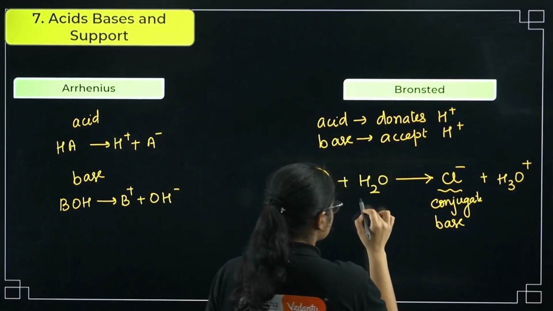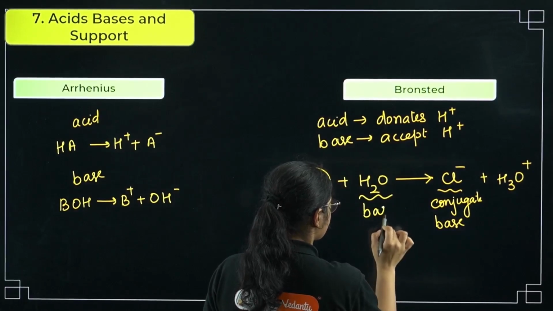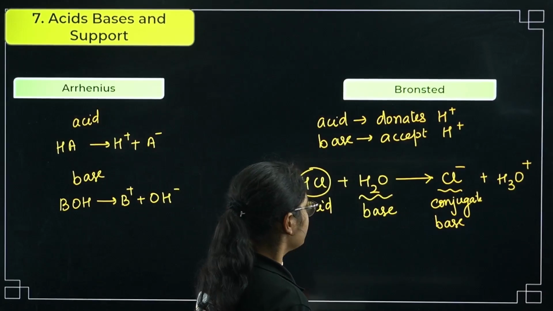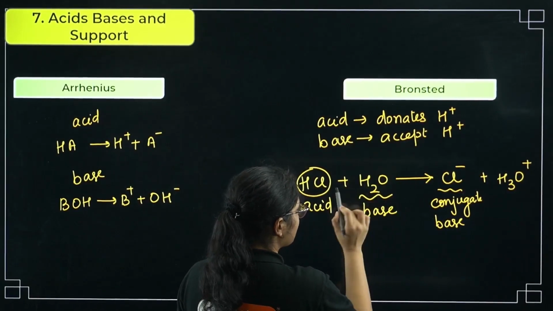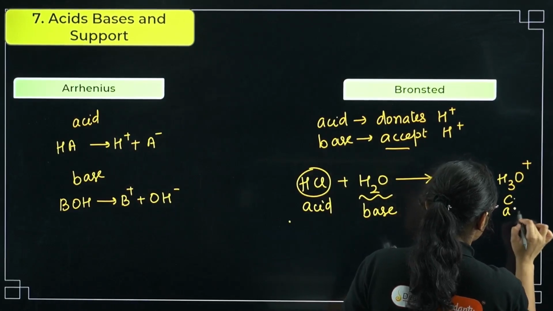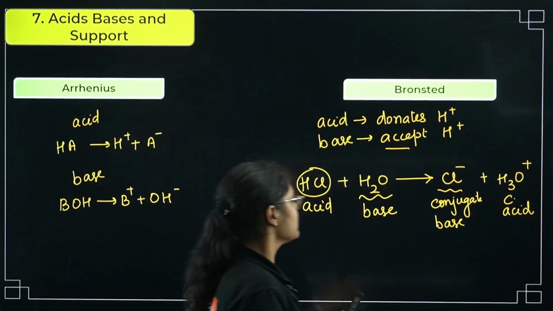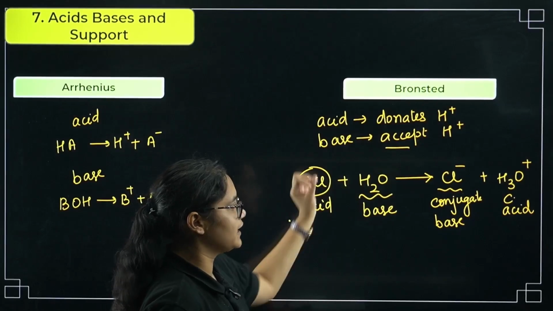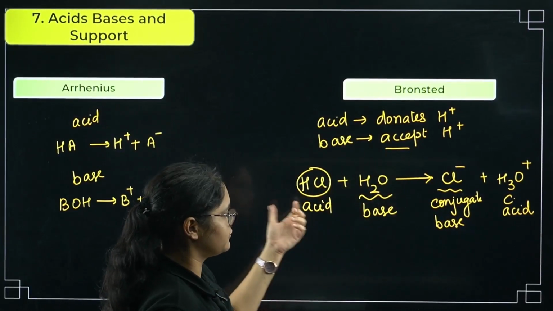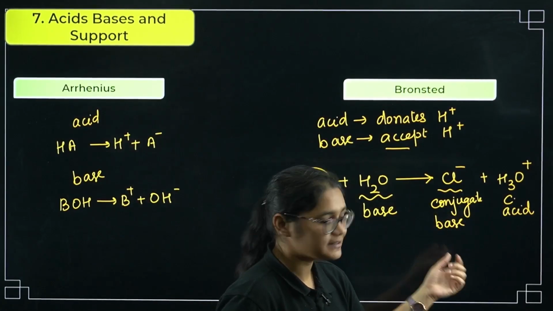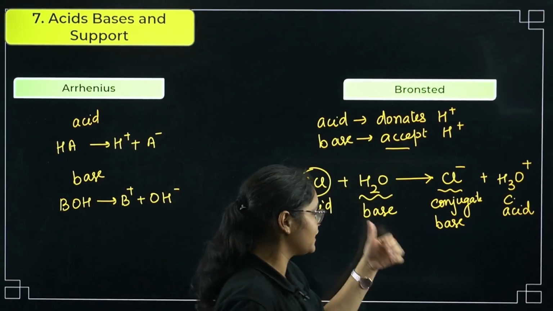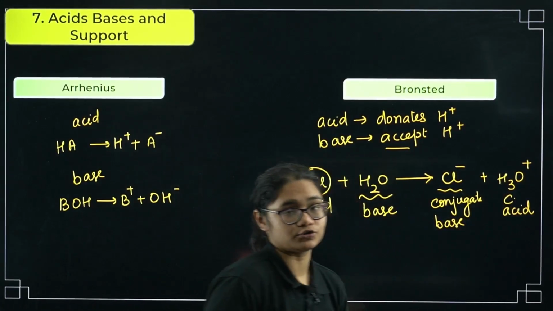Now suppose this is behaving as a base. If this is behaving as a base, the species that is formed after accepting H plus is the conjugate acid. So an acid is something which can donate H plus, and the species formed after the donation of H plus is called the conjugate base, and a base is something which can accept H plus, and the species formed after accepting H plus is called the conjugate acid.